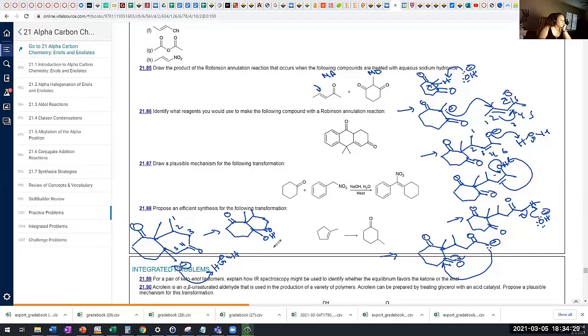And then we can take, sorry. This is a 6-member ring. It just looks kind of funky. We can take our base and we can deprotonate and get our aldol condensation product. So our product should end up looking like this.